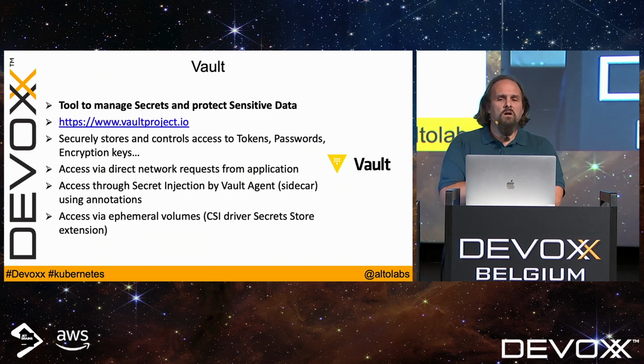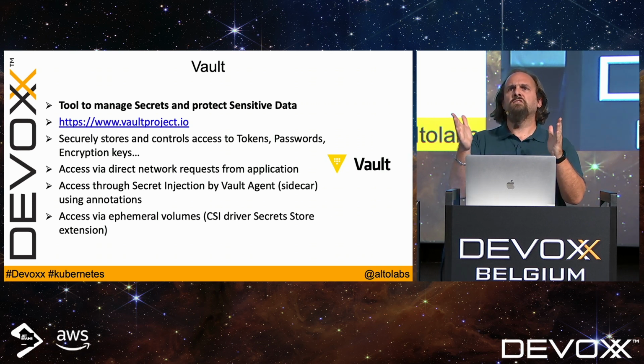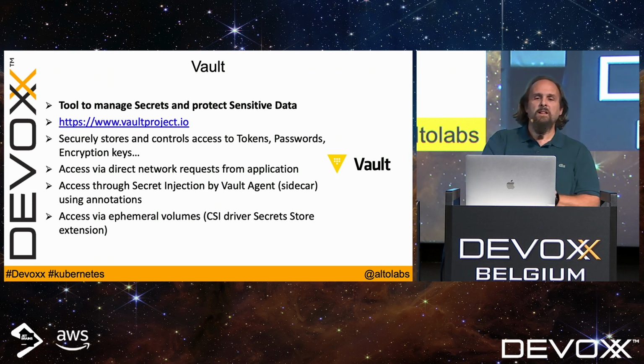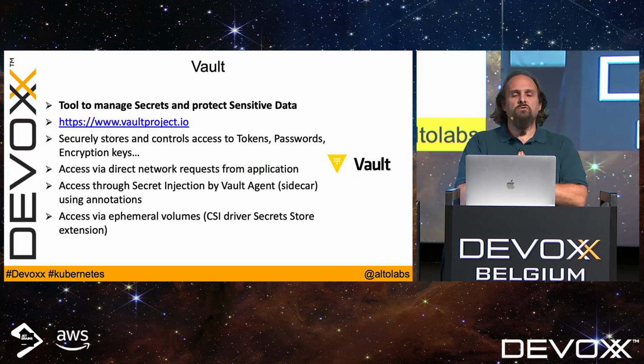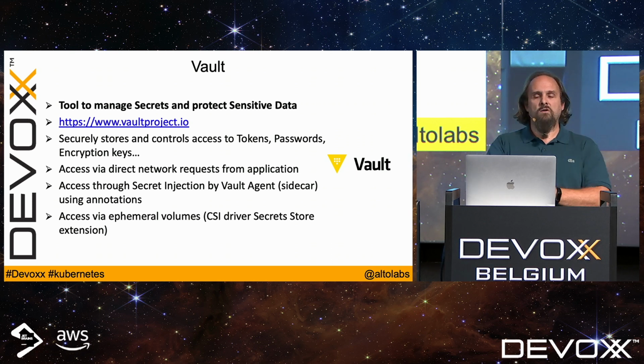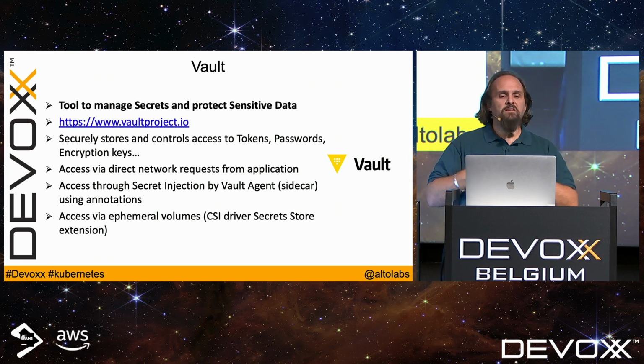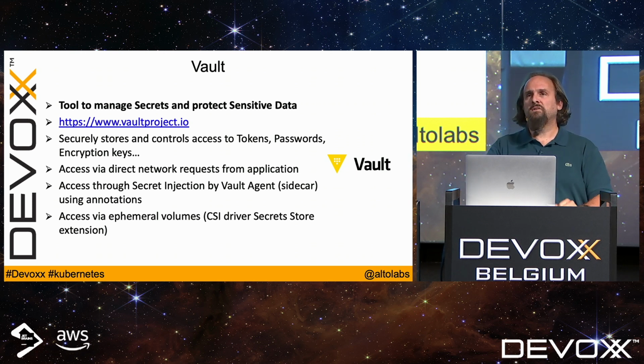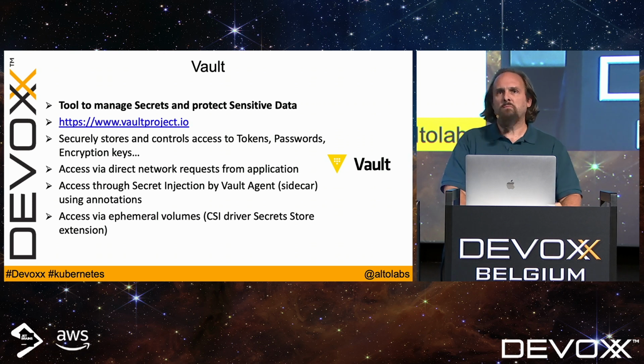So the first tool I wanted to talk about is Vault. I won't spend too much time on it. Who is using Vault today? Okay, so maybe I'll spend a bit more time. Vault is a tool to manage secrets and protect sensitive data. Very important to understand. It allows you to securely store things like tokens and passwords, and there are different ways to access them. The first one is via direct network connection from your application.